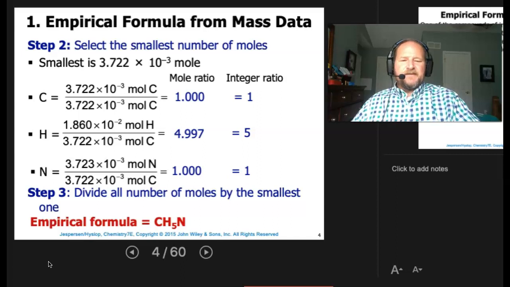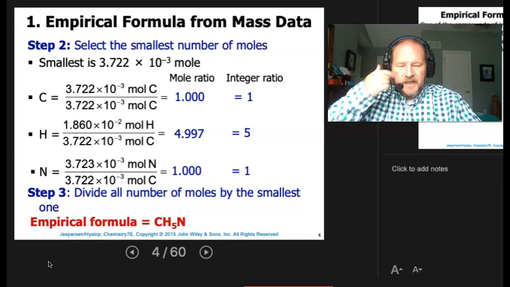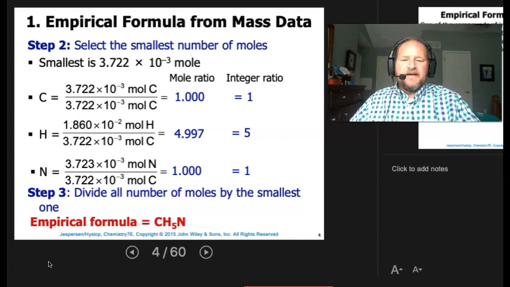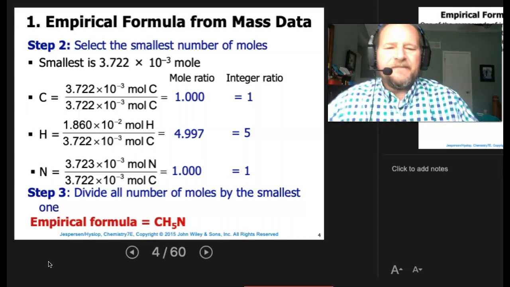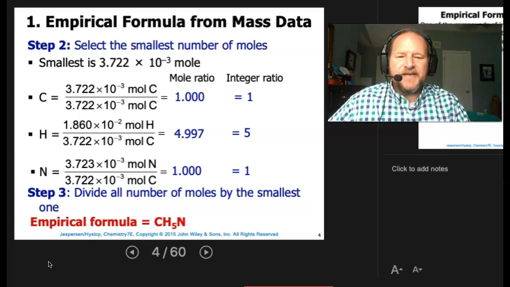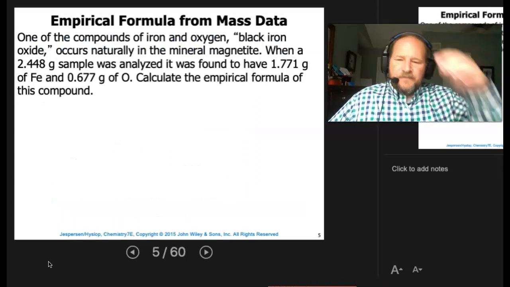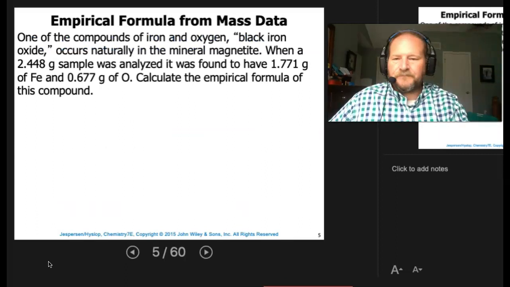Easy peasy lemon squeezy. Now you might have to play that back a couple of times. I know it seems like it was going to be really, really complex, and there's a lot of moles flying all over the place, so you might just need to go back and look at it a couple more times. Once you get the hang of it though, you'll see that it's fairly simple, right? We'll take our masses, use the masses to figure out moles, then figure out mole ratios, and then round to the nearest integers, and then reduce that down so that it's our empirical formula. All right, so empirical formula for mass data.